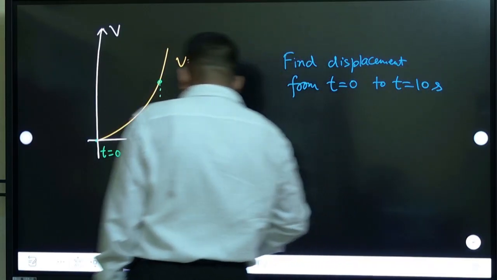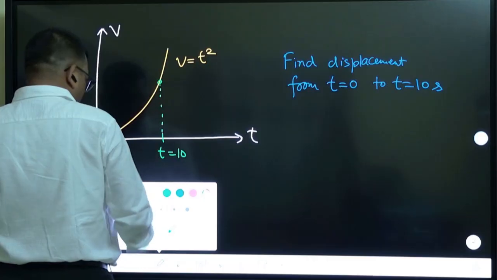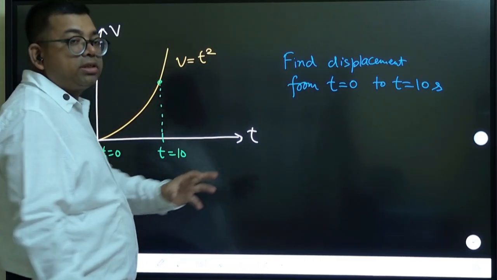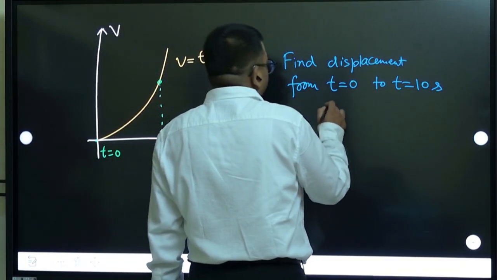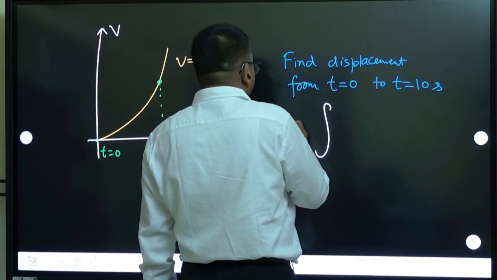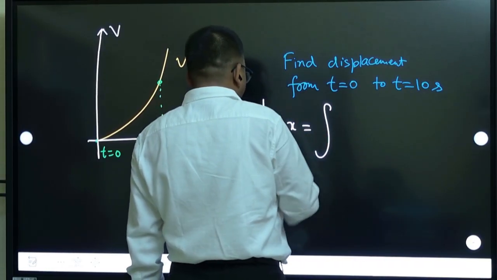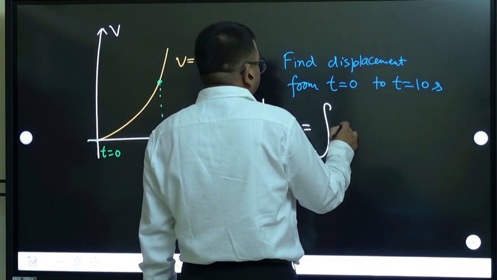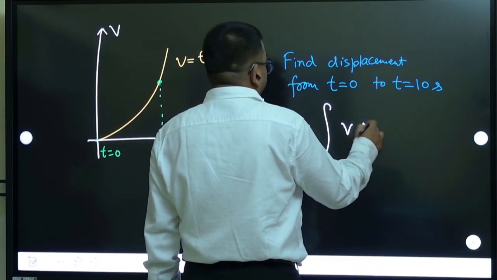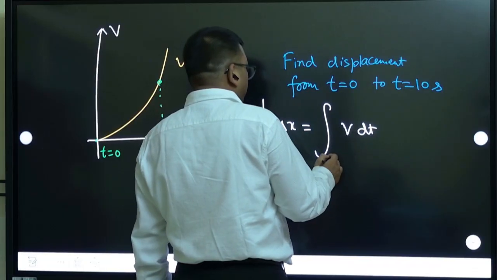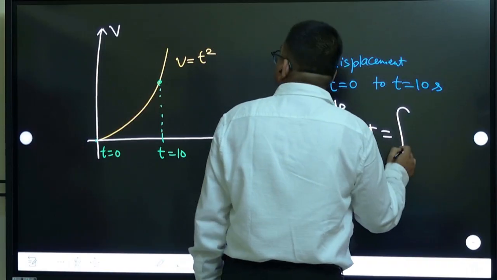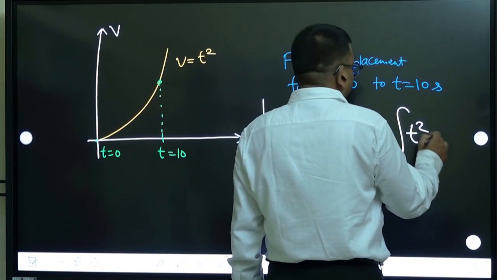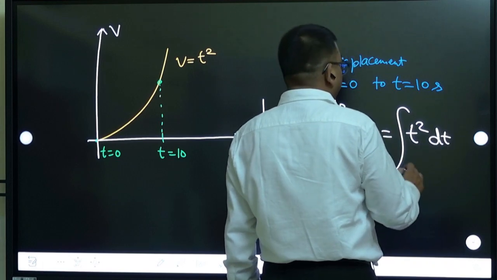If they ask to calculate displacement, what we know is that this is a velocity time graph, and the area gives displacement. That means we need delta x. We want delta x directly, so you write it as the integration of velocity with time, and the limit is from 0 to 10. And here velocity is given as t square. Substitute this and go from 0 to 10.